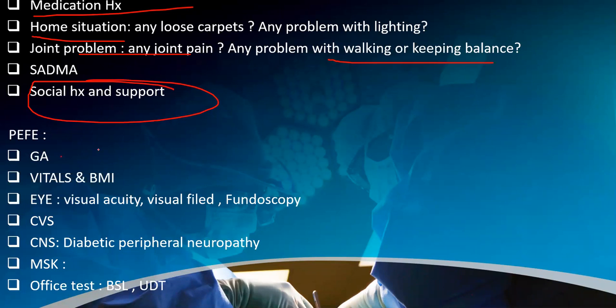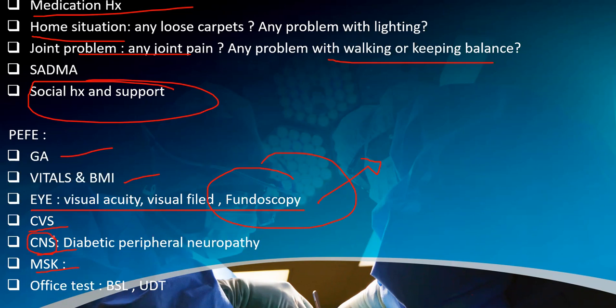In the PE, general appearance, vitals, BMI. Now, in this case, for especially diabetes case, you need to ask eye examination finding. So I would like to check the eye, checking for visual acuity, visual field, and fundoscopy. When you say fundoscopy, sometimes examiner can say, well, there are diabetic retinopathy features in your fundoscopy. So then you get your one cause of frequent fall. On top of that, you have found diabetes also. Then just finish with CVS, CNS, musculoskeletal system. Office test is BSL and urine dipstick.